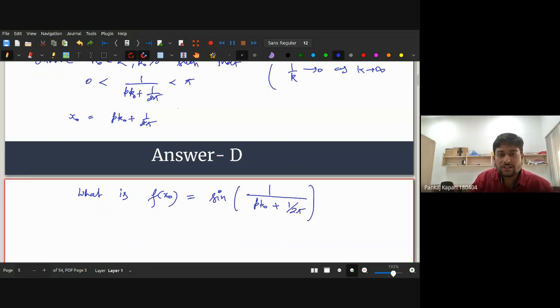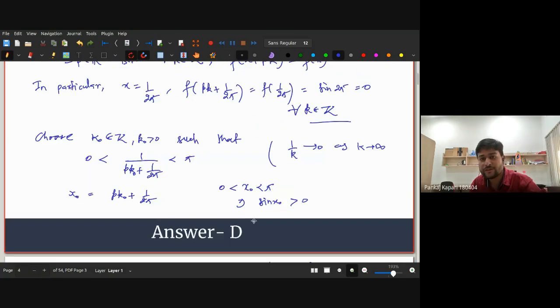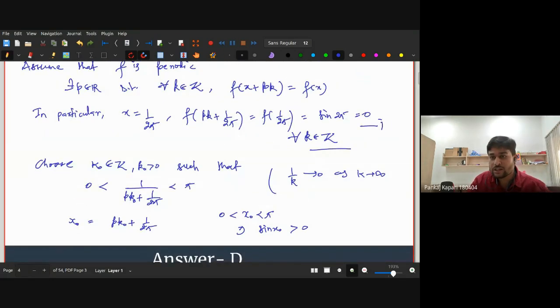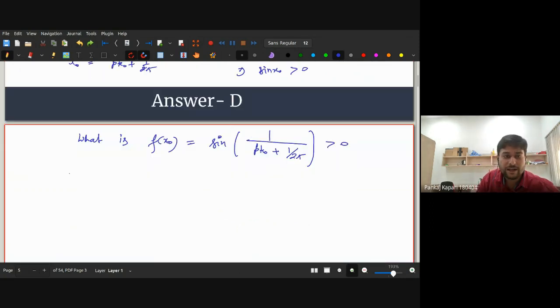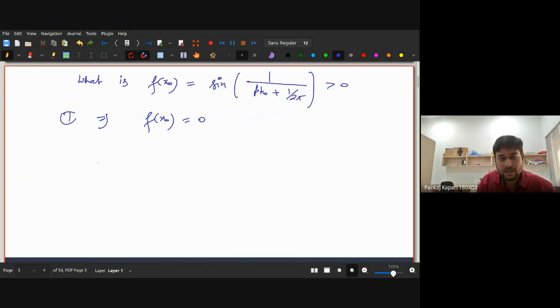Now notice that this x naught lies between 0 and pi. This is positive, and that will just say that the sine of x naught must be positive. So this number must be positive, but we have seen in the first equation that f of pk plus 1 over 2 pi becomes 0 for every integer. That means the equation will imply that f of x naught is also 0, and that is our contradiction, because these two things cannot hold simultaneously. So this is a contradiction, something is wrong.